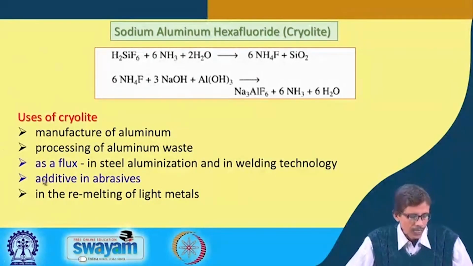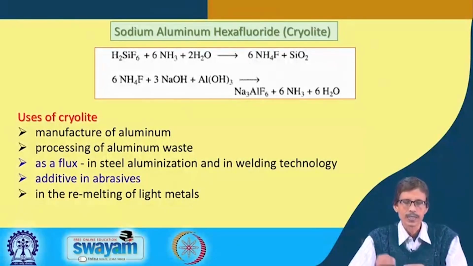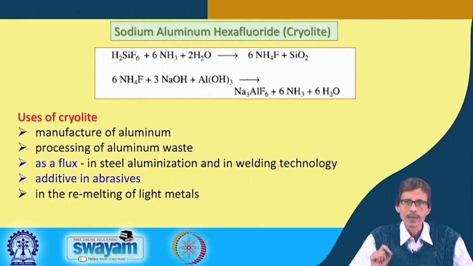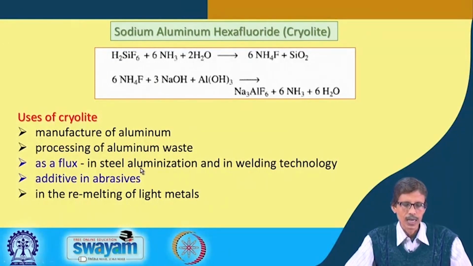Sometimes it can also be used as a flux, as we have seen in terms of a metallurgical component. When steel aluminization, that means if some aluminum is also present in some steel material, because we know nickel is present, iron is present and carbon is present, from stainless steel to any other kind of steel, but for some aluminum based steel material, we can put this particular material as a flux for steel aluminization and in welding technology, because it can reduce the corresponding fusion temperature for the welding purpose.